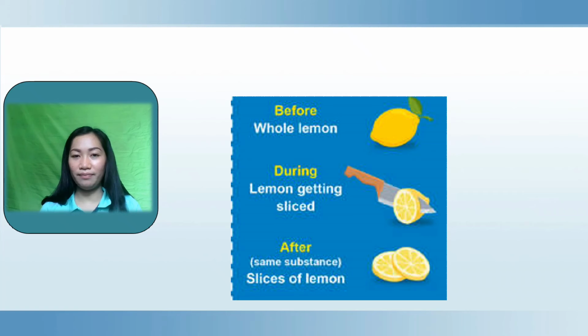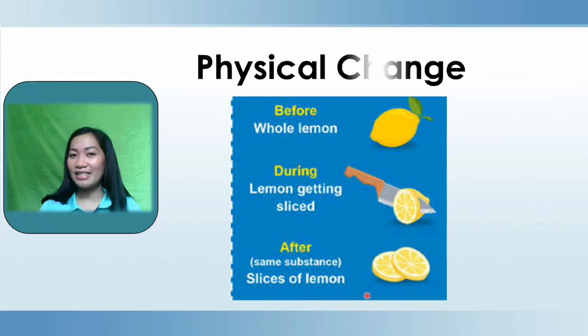How about this one? Slicing of lemon. Okay, we have this one, the whole lemon, and then you have to get a knife and slice the lemon. So after you slice the lemon, it will look like this. So what happened? Is it a physical change or a chemical change? What do you think? Let's see.